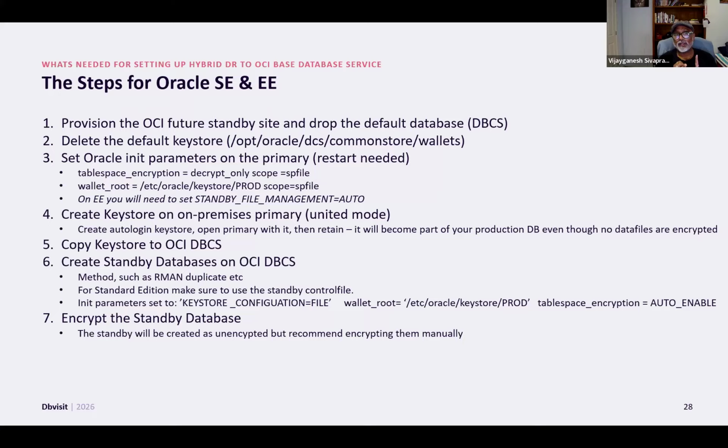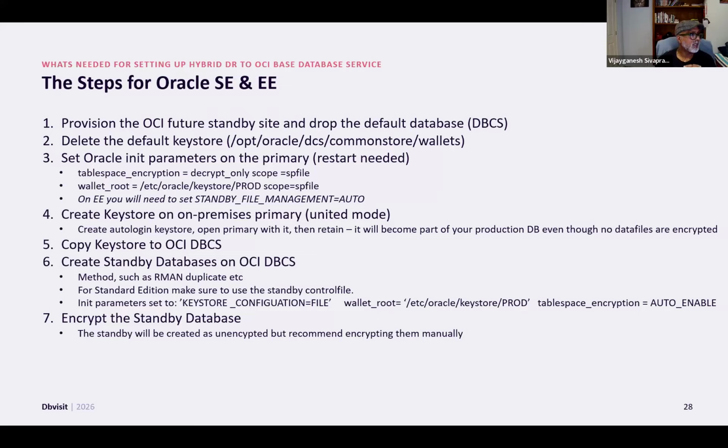So the trick is you create your keys and wallet keys and master keys and everything, but none of your data files or table space will be encrypted on your on-premise. And now what you have to do is copy these keys to your DBCS environment and create a standby database in your OCI. So you can use RMAN duplicate for standard edition.